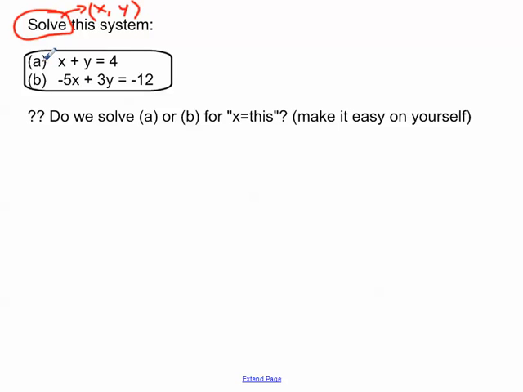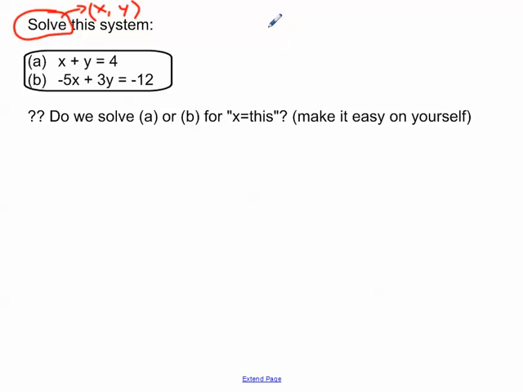So we've got an A, we've got a B. Here's our A equation, x plus y equals 4. B equation, negative 5x plus 3y equals negative 12. If we're using this substitution method, which equation, A or B, do we solve for x equals this? Make it easy on yourself. I would not solve B for either x or y, because you'd have a whole lot of fractions, plus it'd be a couple of steps.